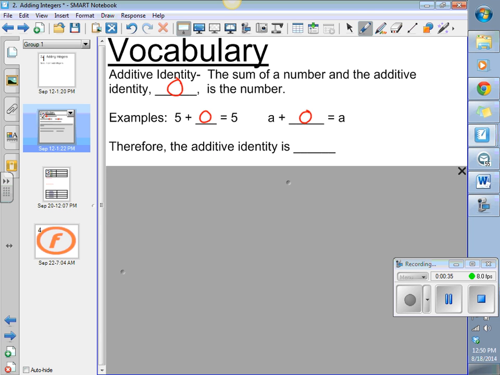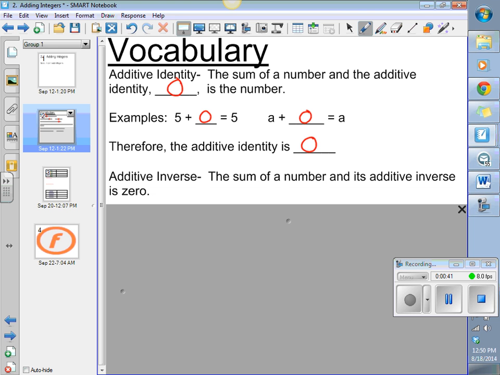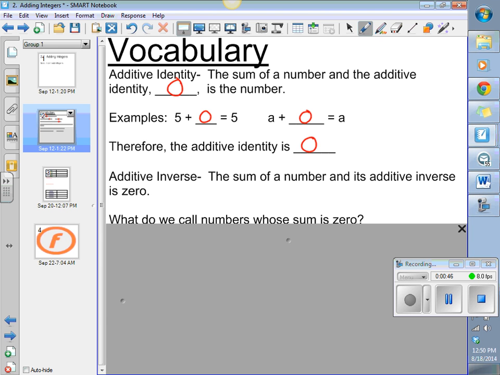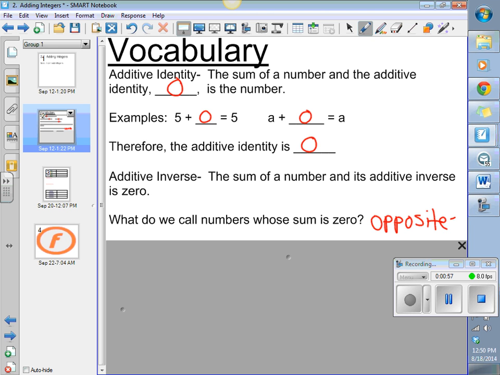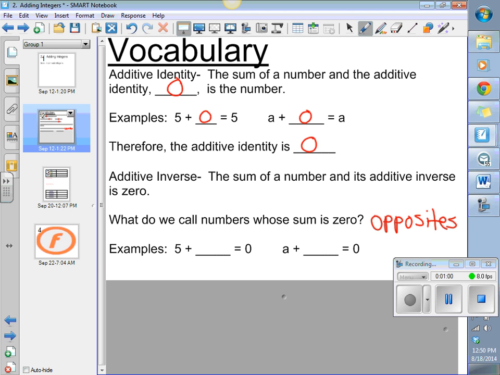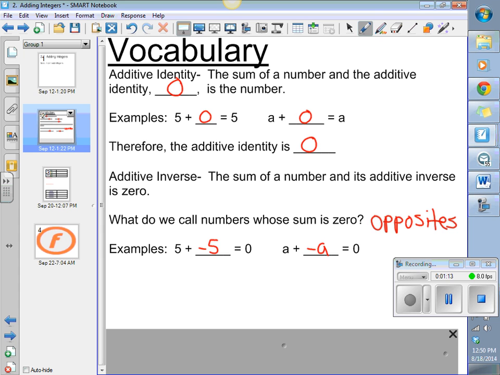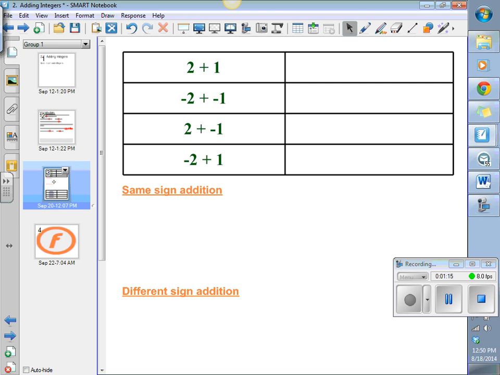Therefore, we say the additive identity is in fact just 0. The additive inverse: the sum of a number and its additive inverse equals 0. So, think about yesterday's lesson: what do we call numbers whose sum is 0? Those are opposites. So, for example, 5 plus negative 5 equals 0. In general, A plus negative A equals 0. This comes in very handy as we go through addition.